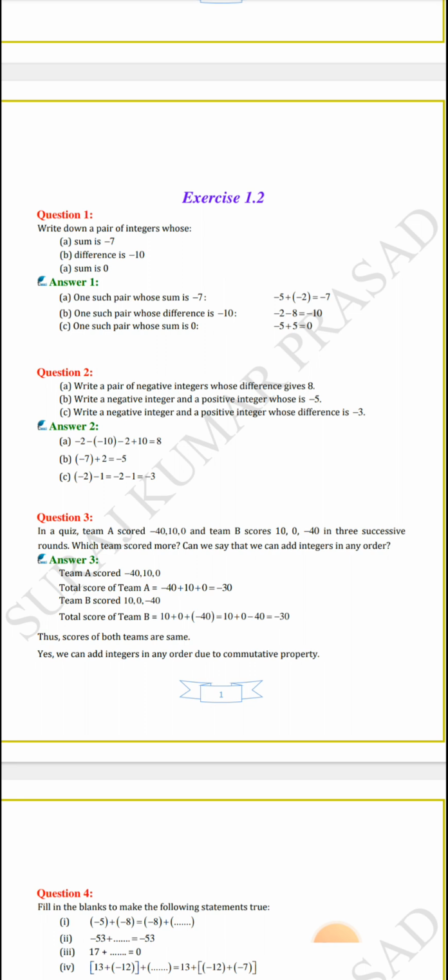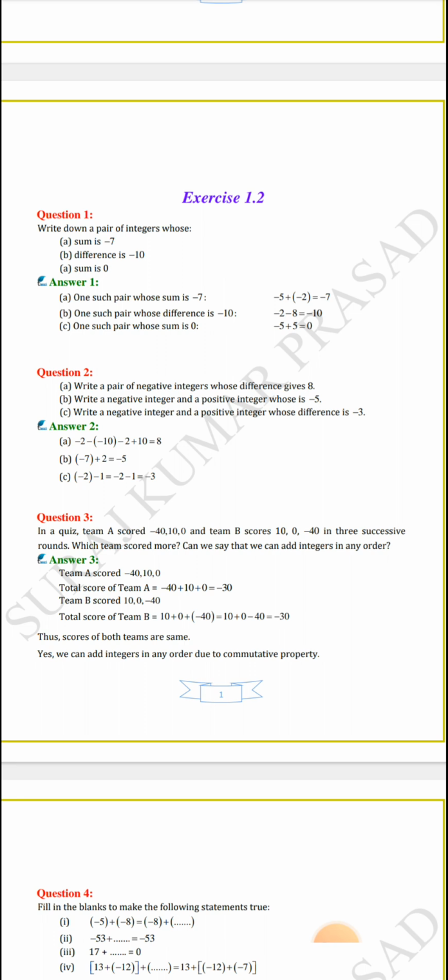They asked whose sum is minus 5, so we can take any other integers or these integers too, so that minus 7 plus 2 is equal to minus 5. And third, write a negative integer and a positive integer whose difference is minus 3. A negative integer and a positive integer, both difference must be minus 3, so that minus 2 minus 1 is equal to minus 3.